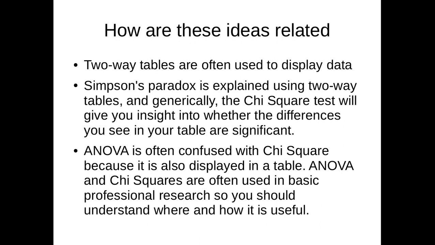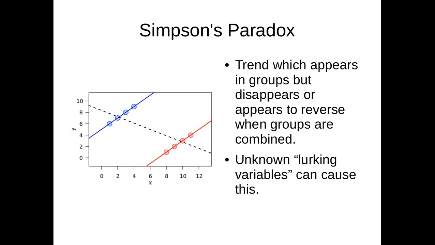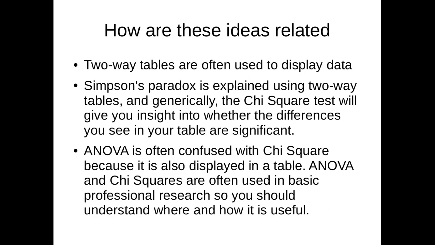How are these ideas related? Well, Simpson's paradox is often explained using a two-way table. So this picture that I showed you before, and I'm going to show you again, demonstrates a different version of Simpson's paradox, but the picture makes a lot of sense. Generally, in the basic examples, we give Simpson's paradox in tabular format. And so we represent Simpson's paradox and also ANOVA in a two-way table. And so that's why students sometimes can't tell which is which.